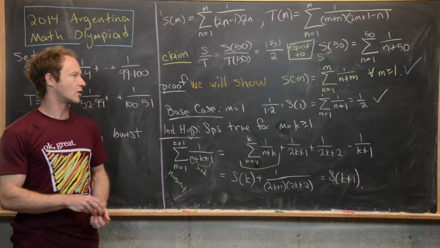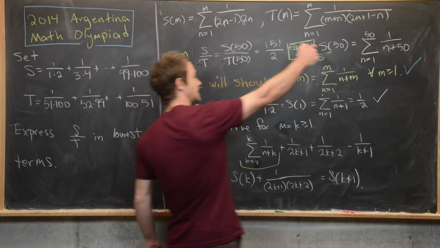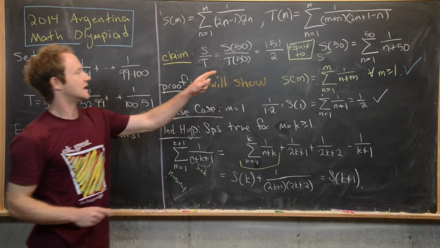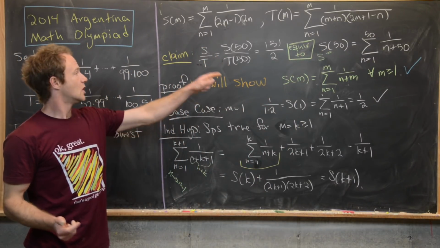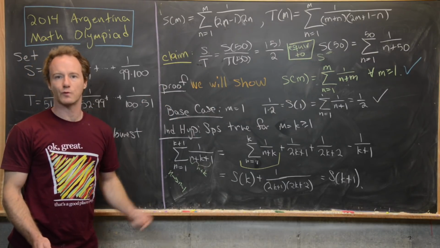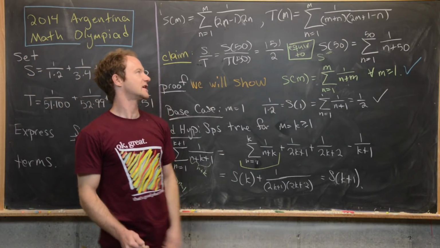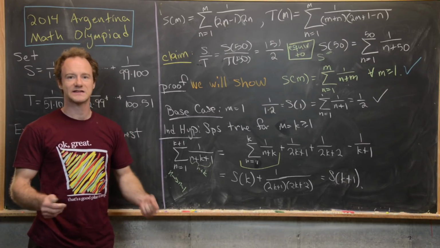So what that means is that we have proven this general statement right here. But on the previous board, we showed that the 50th case of this statement being true was equivalent to our claim, which solves the problem. So the answer here is 151 over 2. And that's a good place to stop.